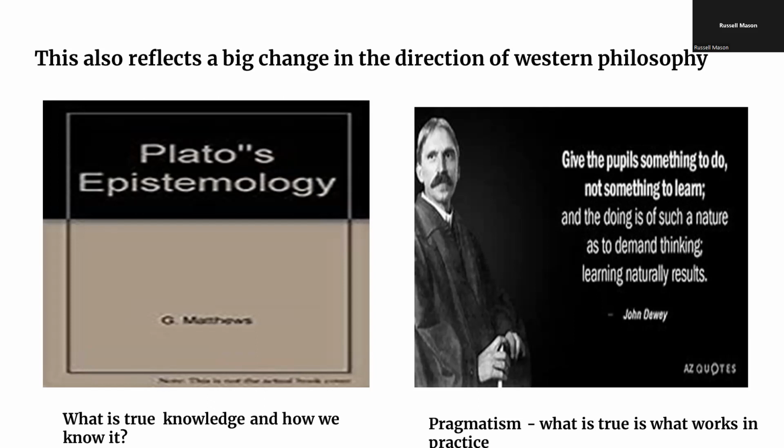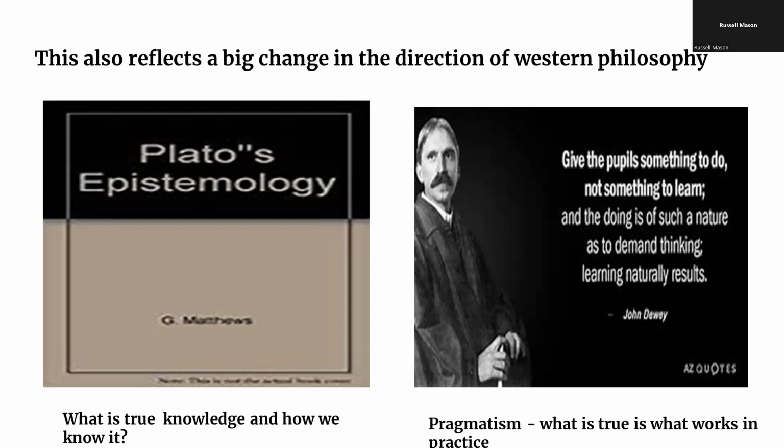But the direction of philosophy has changed, not only in pragmatism, but largely in American pragmatism. A nice example here is John Dewey talking about education. He said, give the pupil something to do, not something to learn. And the doing is of such a nature as to demand thinking. Learning naturally results. So we move towards a task-based or project-based system of education. And in pragmatism, what is true is what works in practice.